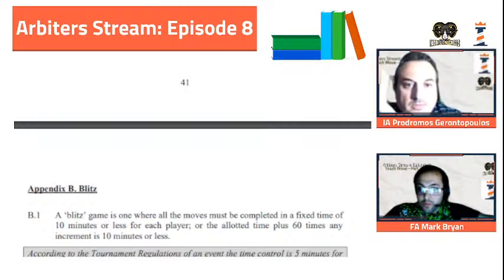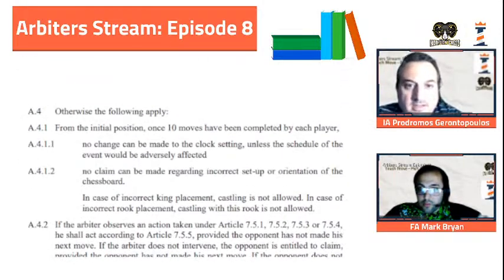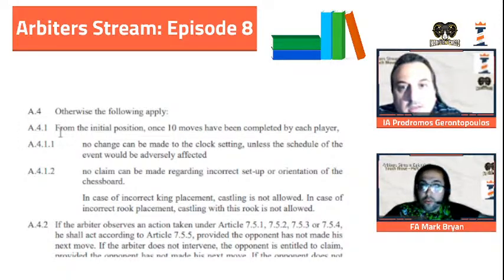You go to the rapid one, appendix A, article A.4.4.1. So once 10 moves have been completed by each player, no change can be made regarding incorrect setup or orientation of the chessboard. Incorrect king placement, castling is not allowed. In case of incorrect rook placement, castling with this rook is not allowed.